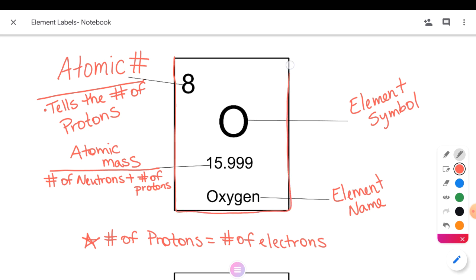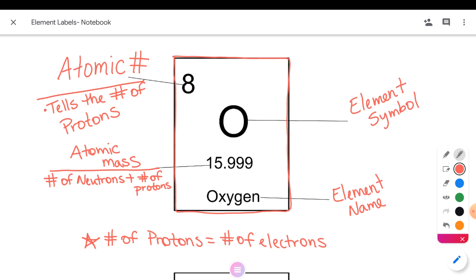If we have information about these elements, where is all of this information located? On a periodic table. We should be able to tell how many protons, electrons, and neutrons are in each of the atoms. Okay, that's what we're going to practice shortly. Right now we're still just giving you information.